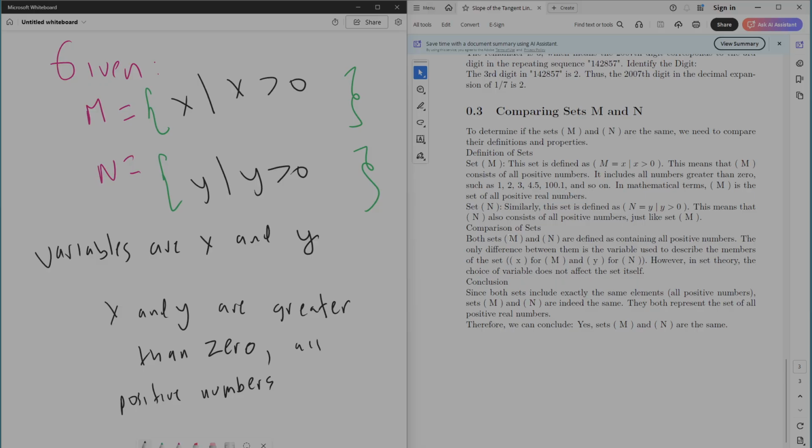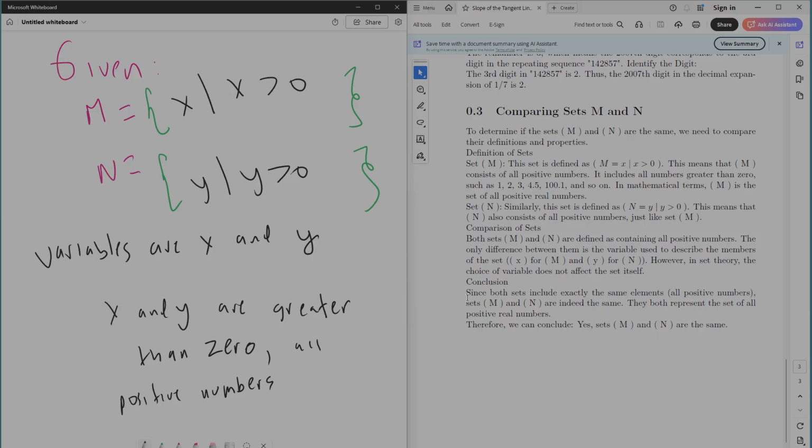Now we need to compare the sets. Both sets M and N are defined containing all the positive numbers. The only difference between them is the variable, here X and Y. That's the variable name. However, in set theory, the choice of the variable does not affect the set itself.